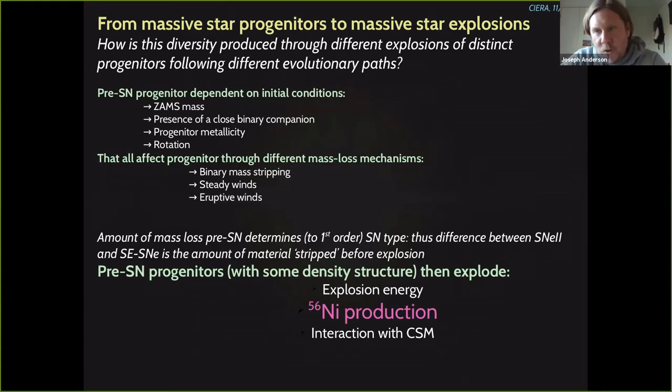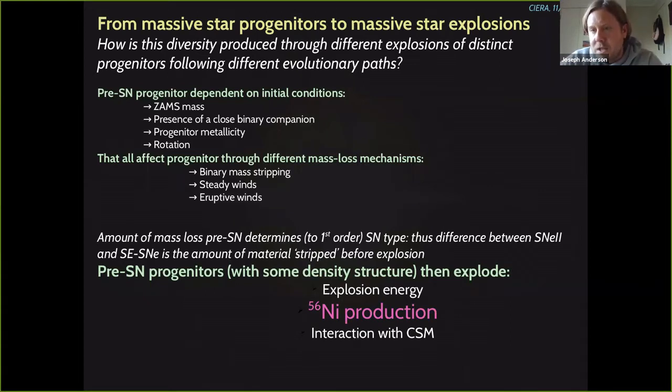And so when you get to explosion, the time that the core starts to collapse, you have some pre-supernova progenitor with some density structure determined by all of these previous processes, that's then exploded with some explosion energy, which is dependent on the conditions in the core at that moment of collapse. The explosion also produces a significant amount of radioactive material, and the focus later in this talk is the nickel-56 production.